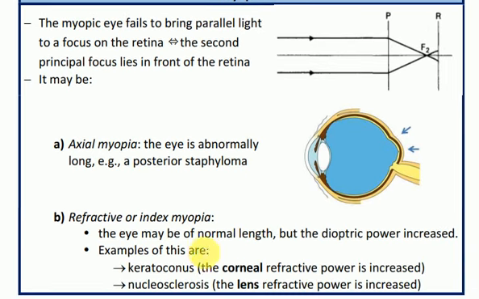Example of refractive myopia or index myopia is keratoconus, where the corneal refractive power is increased. So the problem is in the cornea. And in nuclear sclerosis, where the refractive power of the lens increases as the nucleus becomes more dense.